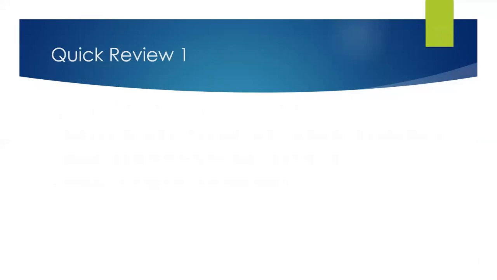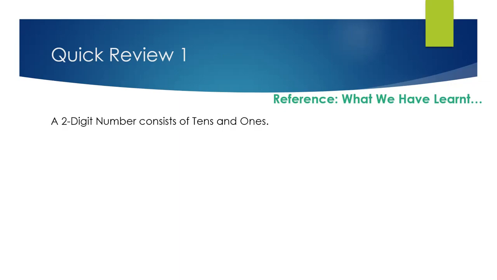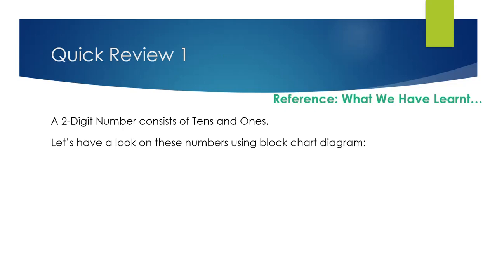So this is our quick review 1. Here I'm referring to the exercise provided in your textbook at page number 5, what we have learned earlier. Up till now, you're well versed with the numbers up till 100. So firstly, revise the two-digit numbers consisting of tens and ones.